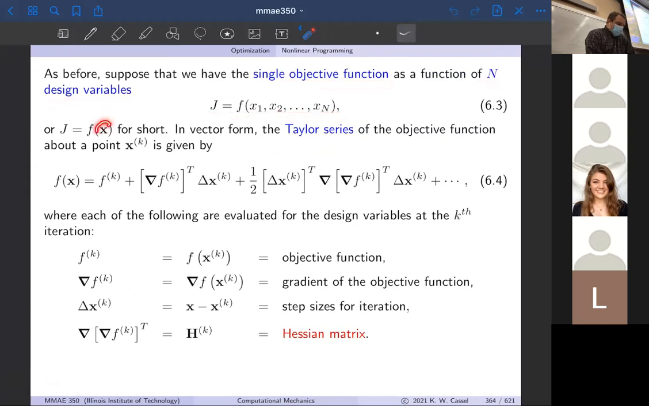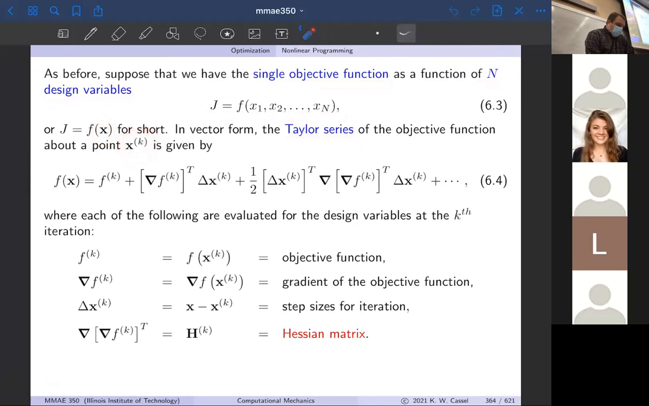And we're going to indicate the x's by the vector x. So this is a bold x, so that's the vector of all of the x's, but it's still just one function. Then the Taylor series of this objective function about a point x, the vector x at some iteration k, is going to look like this. So this is just a vector form of the Taylor series.